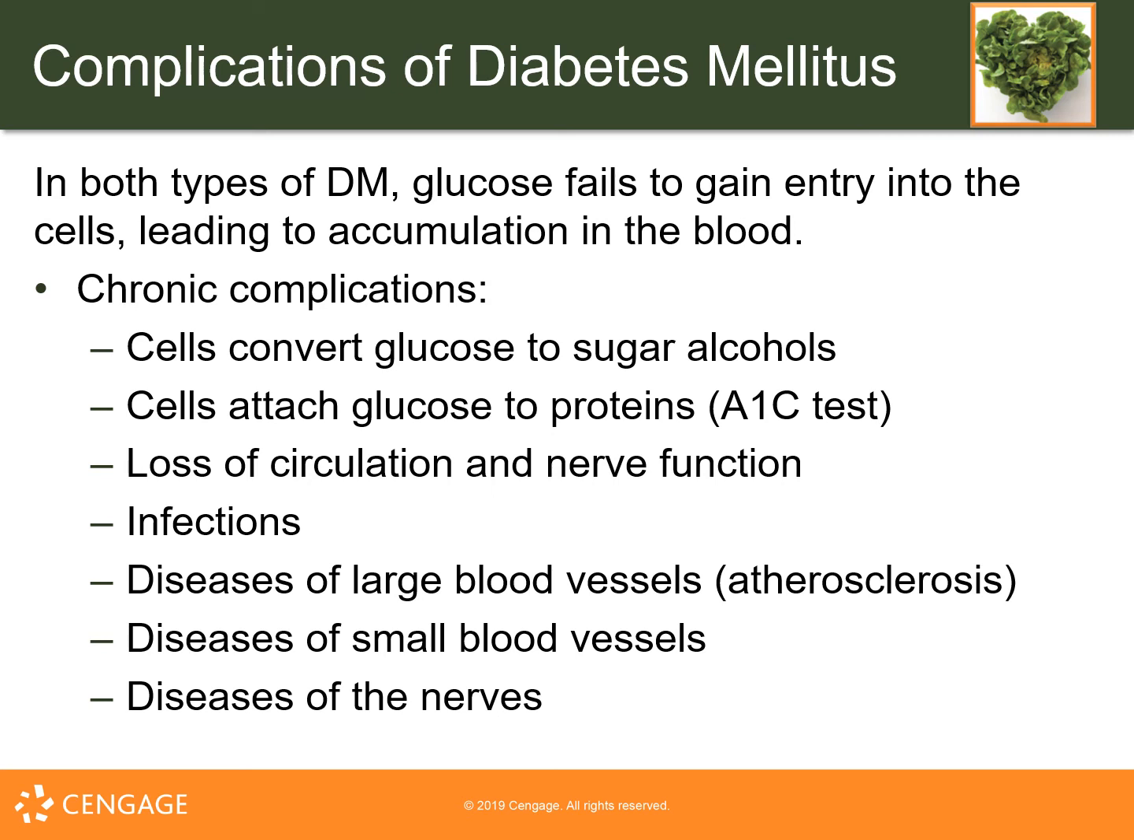Distended cells in the eyes can cause blurry vision. Cells attach glucose to proteins. So you have the hemoglobin A1C test, and this alters protein function, which leads to other problems. You have a loss of circulation and nerve function. Infections, so poor circulation combined with glucose-rich blood and urine increases your risk. Diseases of large blood vessels, remember atherosclerosis and its role in coronary heart disease.